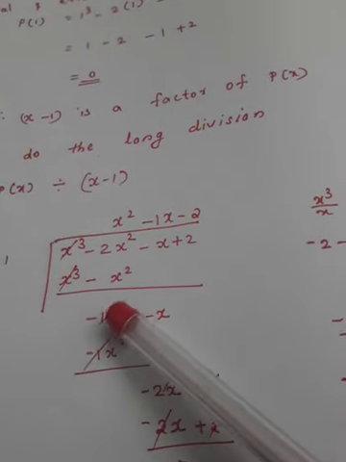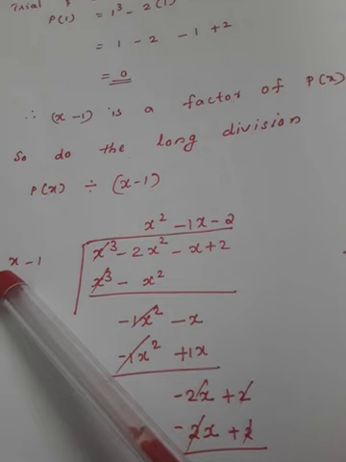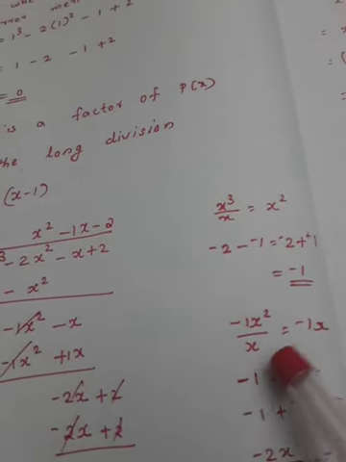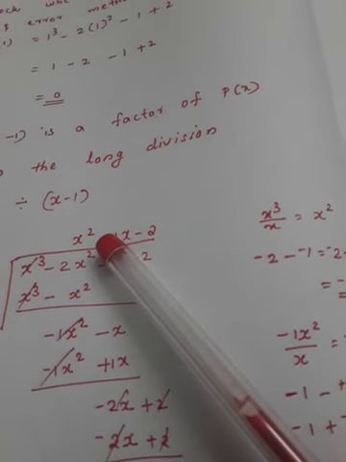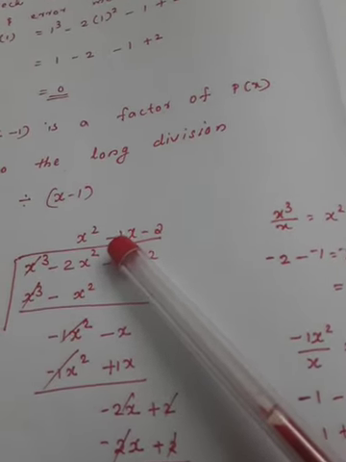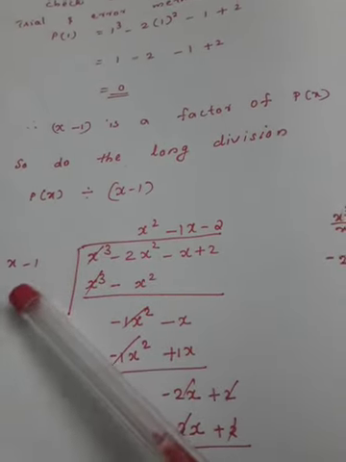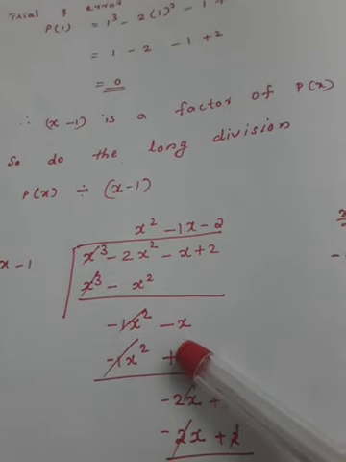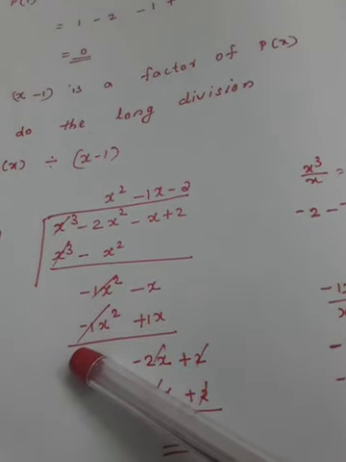Now again we take the first term of this negative 1 x square and the first term of this x. So negative 1x square by x equals negative 1x. That we write in the quotient. Then multiply negative 1x by x minus 1. So negative 1x into x, negative 1x square. Negative 1x into negative 1, positive 1x. Again subtract, these two will be cancelled.